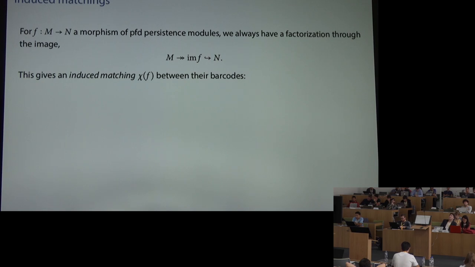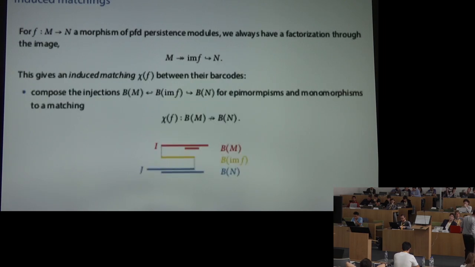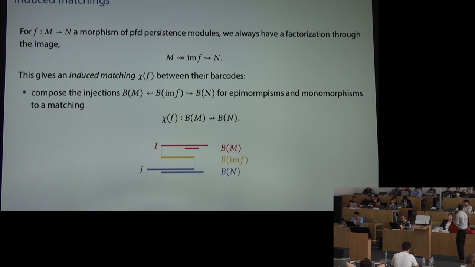But I understand both parts. I understand surjections, I know how the barcodes behave there, and I understand injections. And I get matchings from both, and I can compose them. That's what you see here. So this is an illustration. I have two barcodes for M and N. There is a morphism between the persistence modules, some F, some family of linear maps. And all I show you about this morphism is what the barcode of the image looks like.